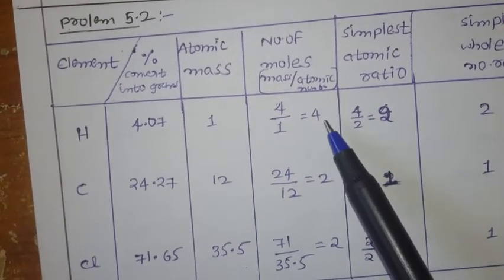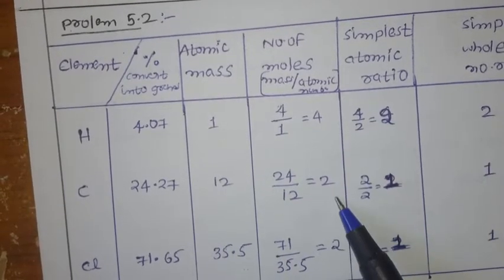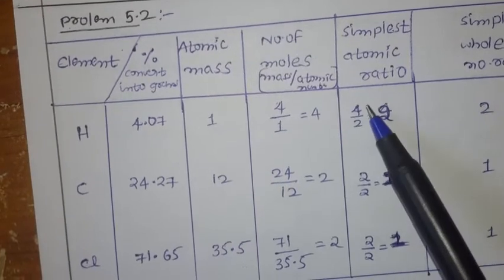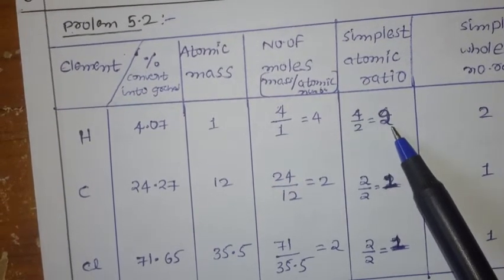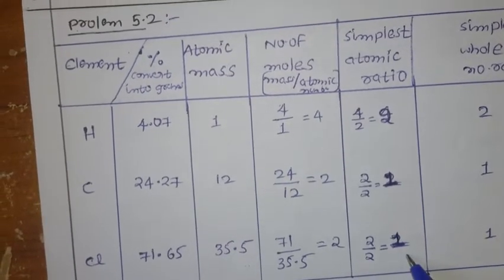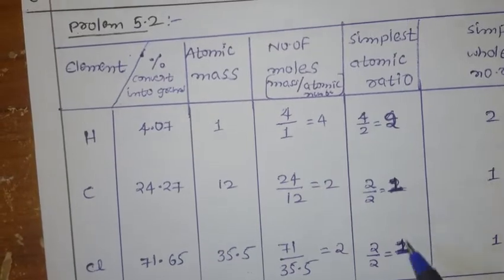Now if you see here, in 4 and 2, 2 is the small number. With this small number 2, I am going to divide all the numbers of moles. So 4 divided by 2, you are getting 2. 2 by 2 is 1. You are converting to the simplest atomic ratio. This is the simplest atomic ratio.